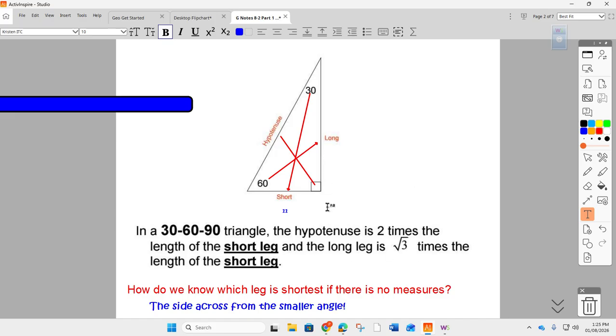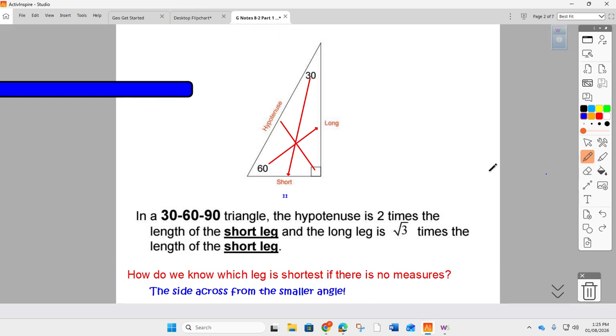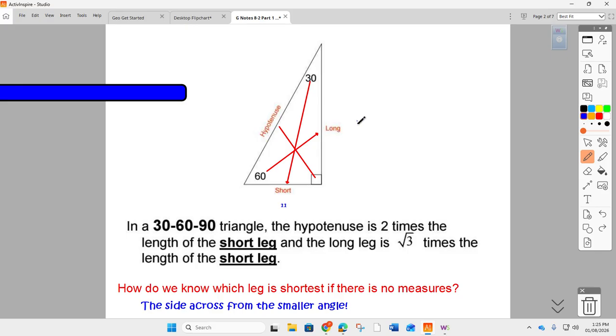Another part of this rule says the long leg is always the square root of 3 times the short leg. So if the short leg is 11, now we know that the long leg is the square root of 3 times 11, and we write that as 11 square root of 3. That's the rule. Everything's kind of in relation to the short leg. The short leg has a special relationship with the hypotenuse. It has a special relationship with the long leg. So far, so good?